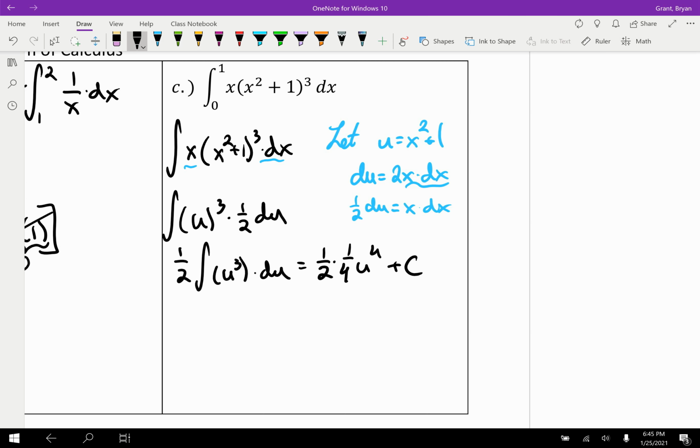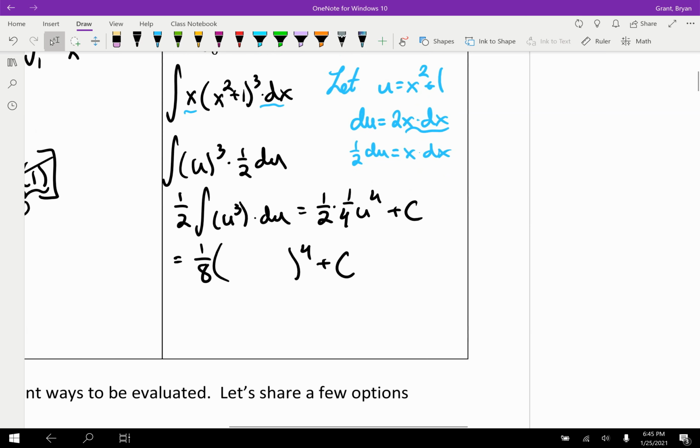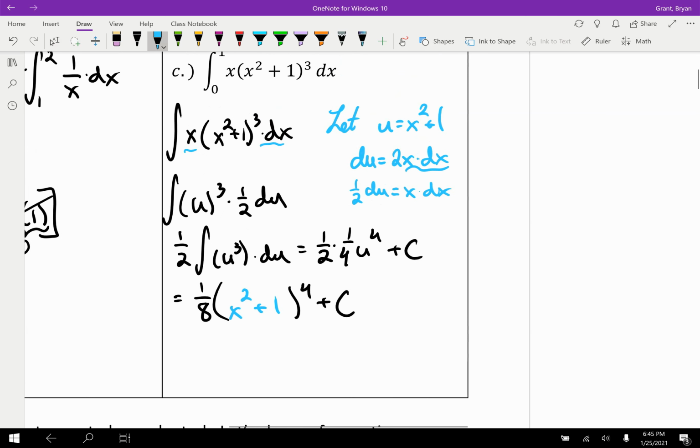And then we probably remember our last step, and I'll clean up the 1/2 times 1/4, which is 1/8, replacing u with what it was originally equal to, which is, of course, x squared plus 1. And we've done a very nice job here with our indefinite integral. In fact, I should probably box this maybe in blue to show that this was kind of a side problem here. But we do need to actually do the definite integral.